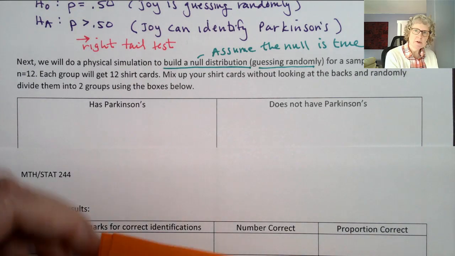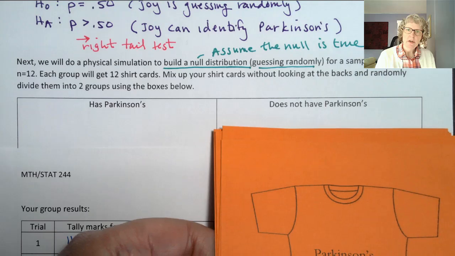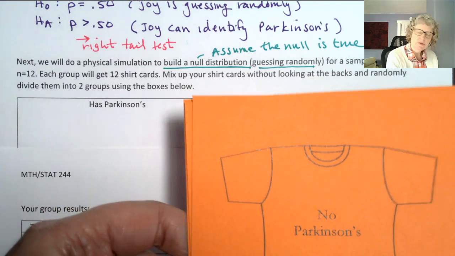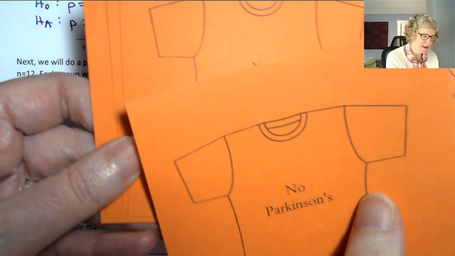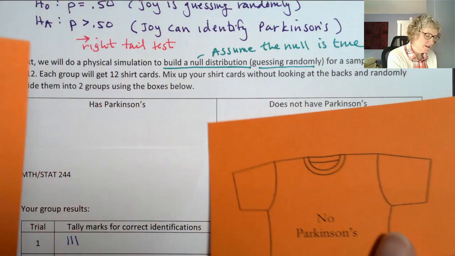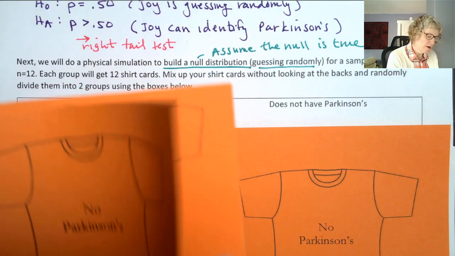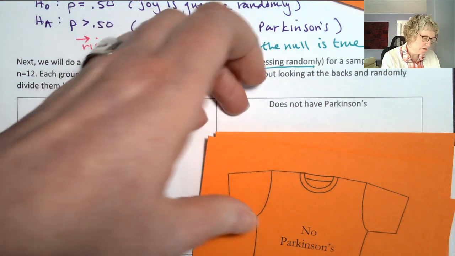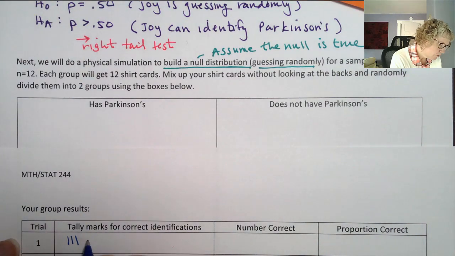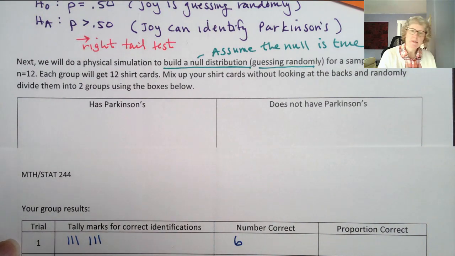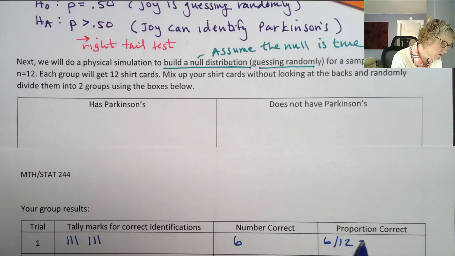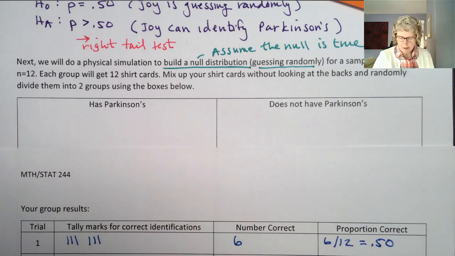And then I'm going over here. The correct answer would be does not have Parkinson's. So that one's not right. That one's right. You can probably see it's going to be 3 again, right? Because if 3 were right in the first one, then 3 have to be right in the second group. So 3 right there as well. Okay, so that is 6 correct, and we're going to get a proportion for that, so that is 6 out of 12, which is 0.5 or 50%.